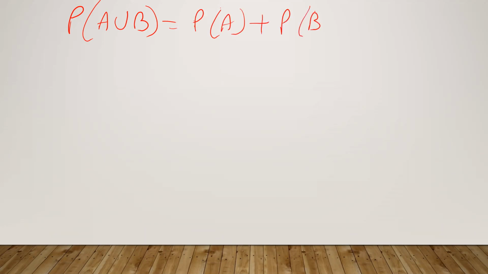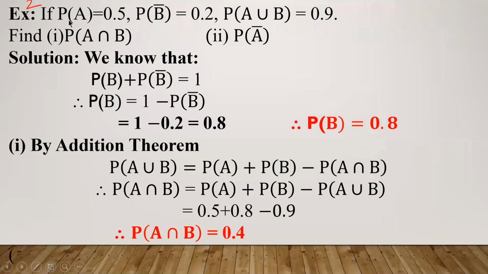What is your formula? Probability of A union B is equal to probability of A plus probability of B minus probability of A intersection B. In this there are 4 things, 1, 2, 3 and 4. If you know any three, you should be able to calculate the fourth one. In the previous problem, you were given this, this, and this, so you calculated probability of A union B. In this problem, problem number 2, you are given A union B, and intersection is asked.